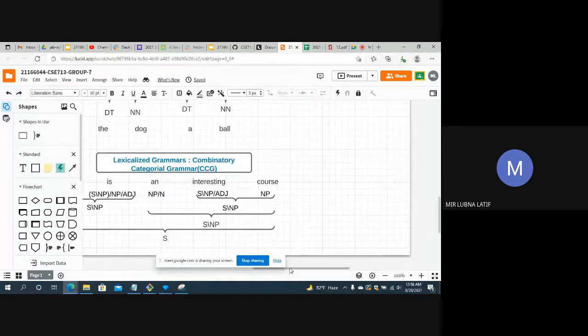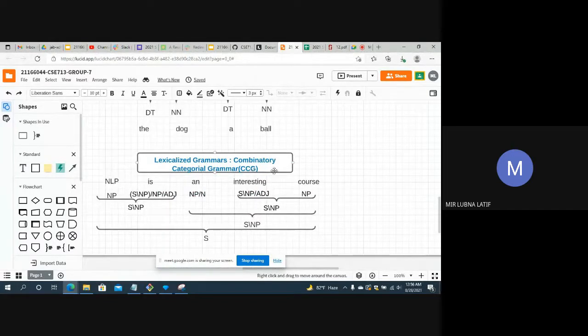And another thing is the CCG. Here you can see a sentence is written: NLP is an interesting course. Here each word is written in lexicon format. NLP is a noun phrase. Is can be either a subject or a noun and adjective, N is described as a noun phrase or noun, interesting is described as a subject or an adjective, and course is described as a noun phrase.